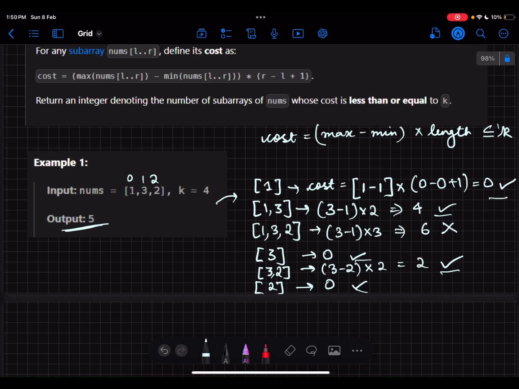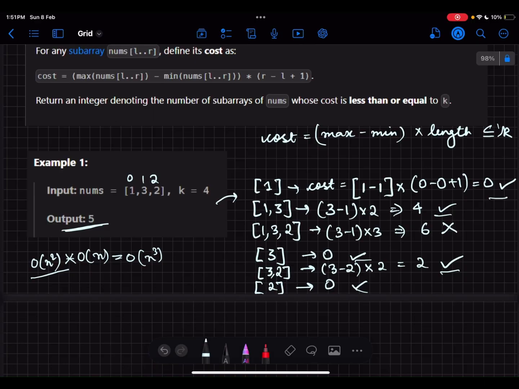Now the brute force solution is choosing every L, choosing every R and computing the max and min. Now this is very slow because enumerating the subarrays would take O of n squared and computing the max or min within them would take O of n, which results in O of n cubed, which is quite bad for an algorithm.